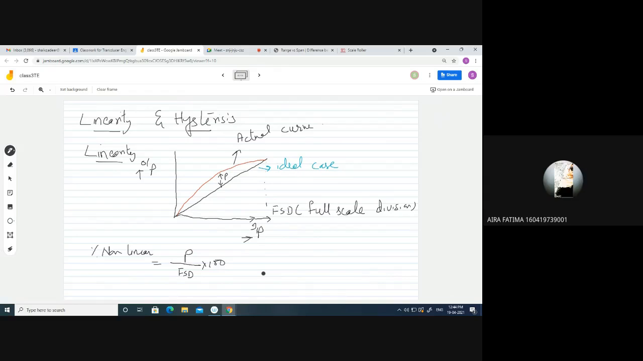Now, whether linearity of the instrument is asked or non-linearity of the instrument is asked, please write down the same definition, right? Is it clear? It is defined as the percentage of maximum deviation of any of the calibrated value from the ideal straight line.